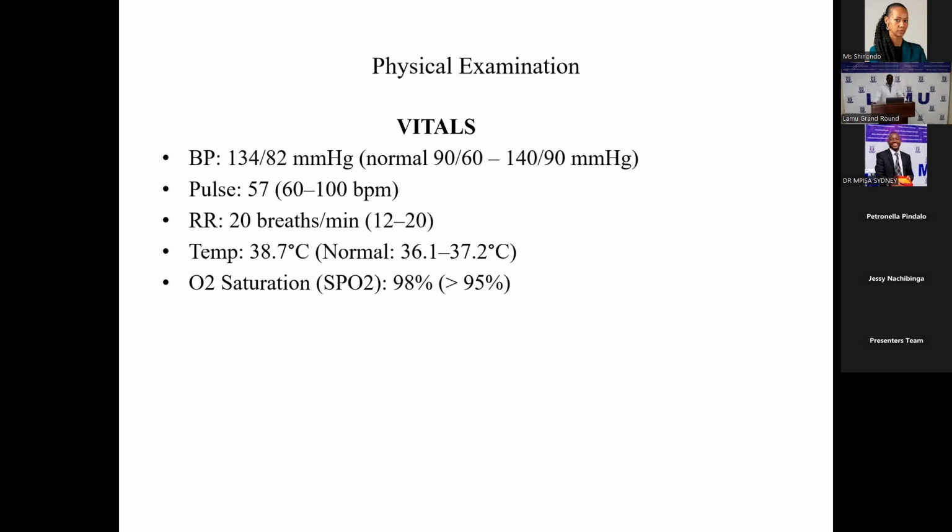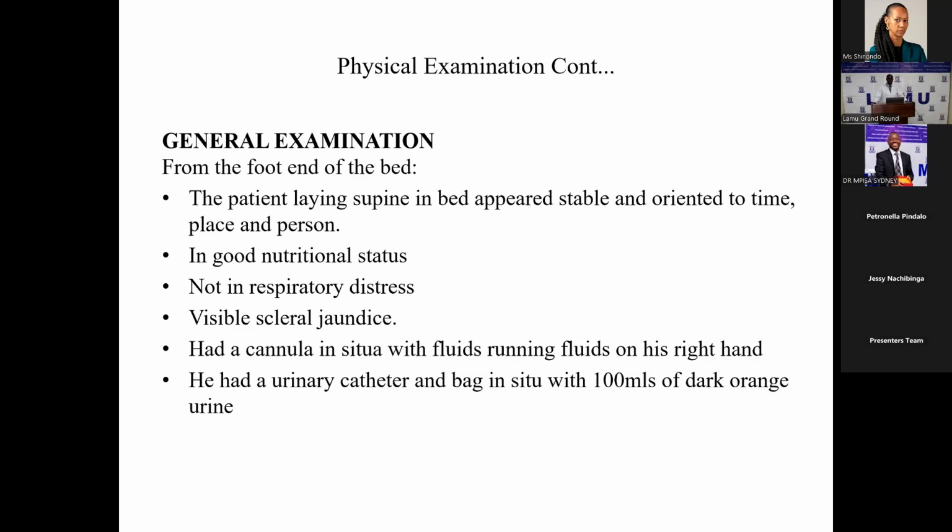The general examination: from the foot end of the bed, the patient was lying supine in bed, and he appeared stable. He was well oriented to time, place, and person, and in good nutritional status. He was not in obvious respiratory distress. There was visible jaundice. He had a cannula in situ with fluids running on his right hand. He also had a urinary catheter in situ with 100 ml of dark urine.